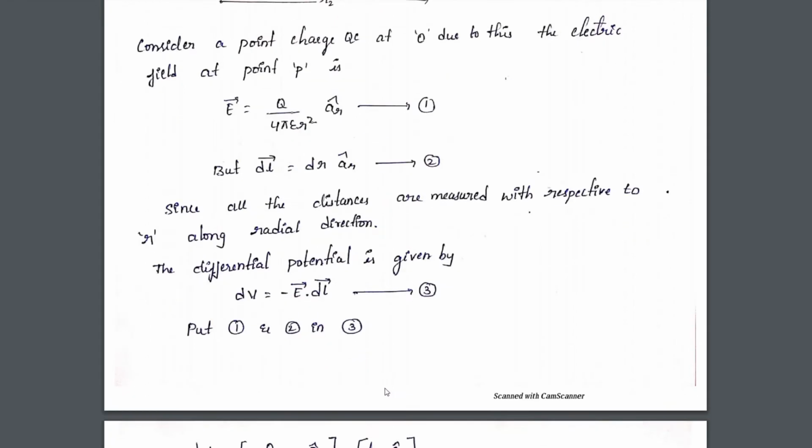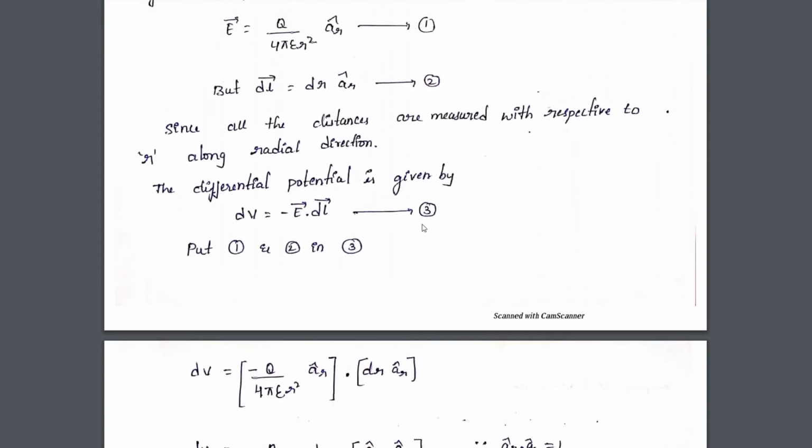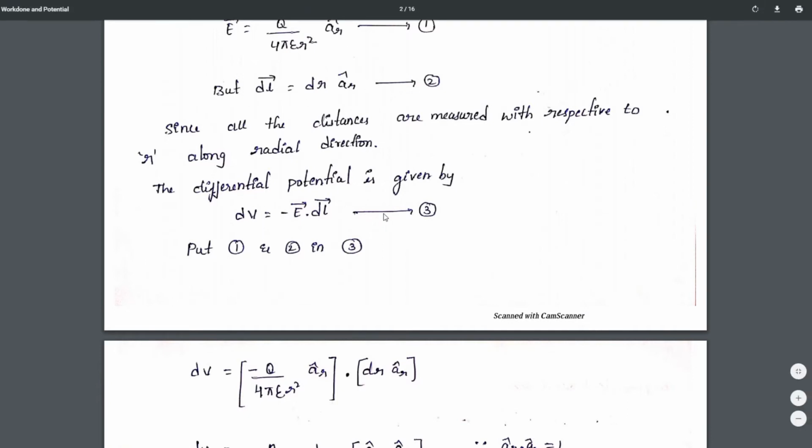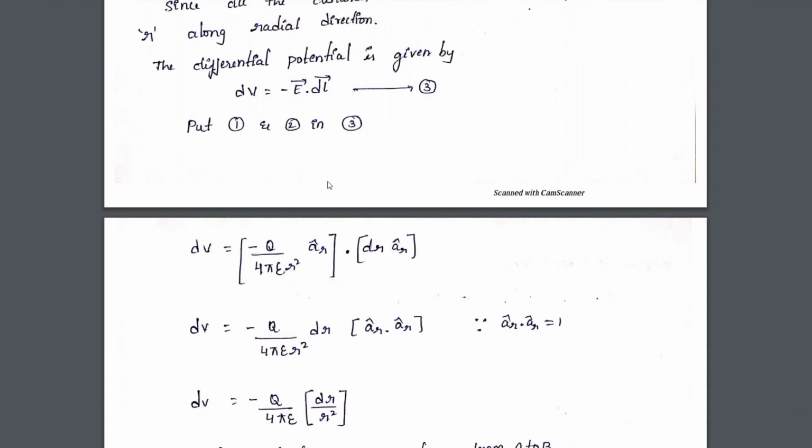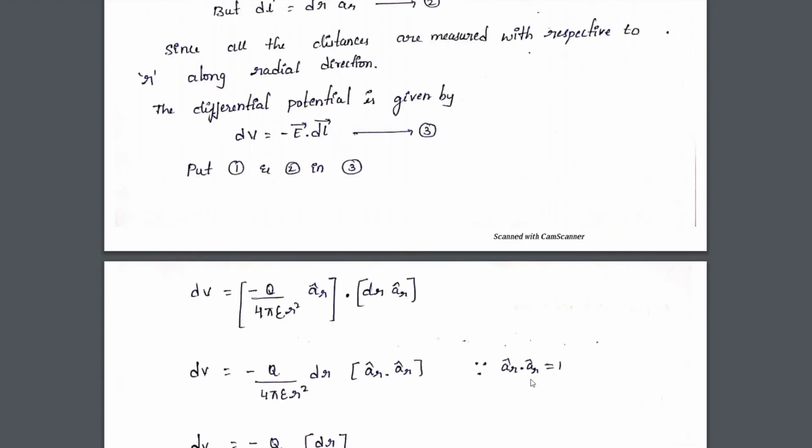Then whatever the values of equations 1 and 2 you got, you substitute back in equation 3. So 1 and 2 should be substituted where? Here. In 1 you have electric field E, and in the second equation you have dl. Both the values of 1 and 2 are substituted back in 3. So that you get dv becomes what? Minus q by 4 pi epsilon r square ar dot dr into ar.